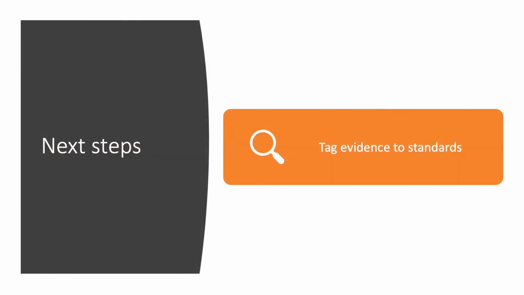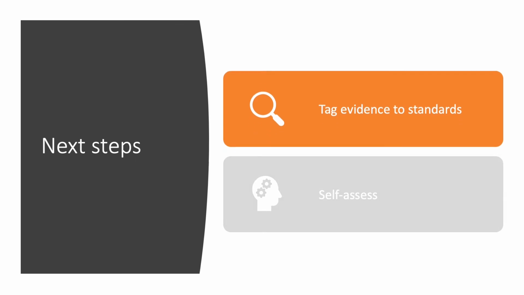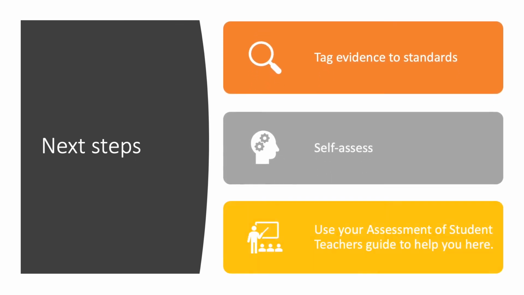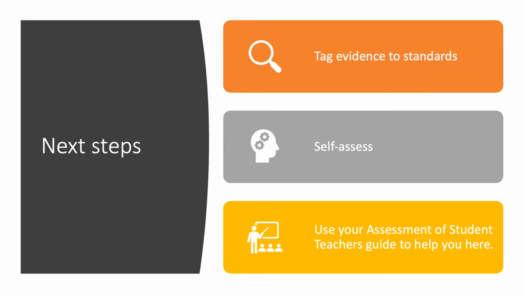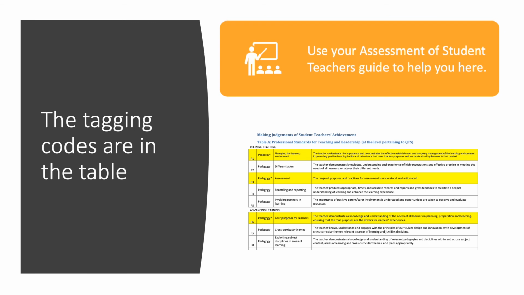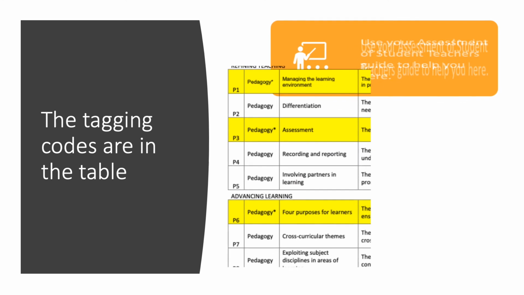And at this point, you'll definitely want your assessment of student teachers guide in front of you, because the tags that we're using to tag to the standards are those codes which you can find in the table of standards. They start with P1, P2, P3, and so on. We've got some L's, we've got some C's, and so on. So those little codes are the shorthand that you need when you're tagging against the standards.